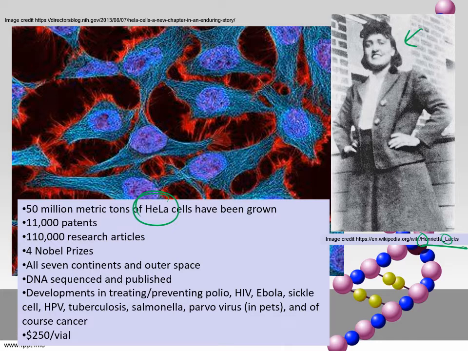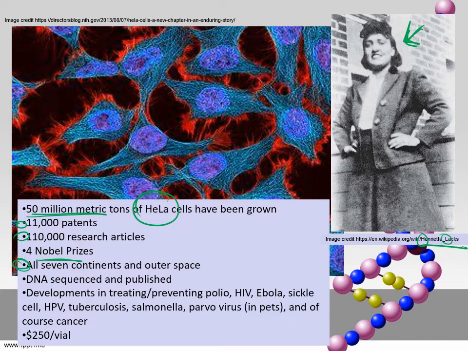and started growing them in their lab, and it was amazing. They were astounded because these cells kept growing. They wouldn't die. And so over the last 80-ish years, we've grown about 50 million metric tons of these cells. 50 million metric tons of this woman's cervical cancer cells without her permission. All of these patents, so many research articles, at least 4 Nobel Prizes directly related to research on her cells, and a bunch more that are indirectly related.